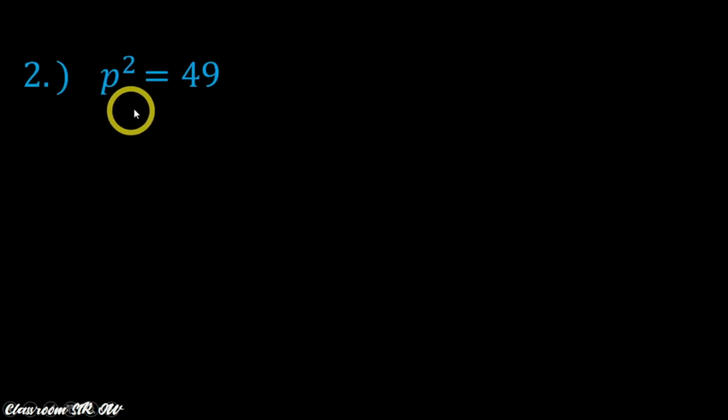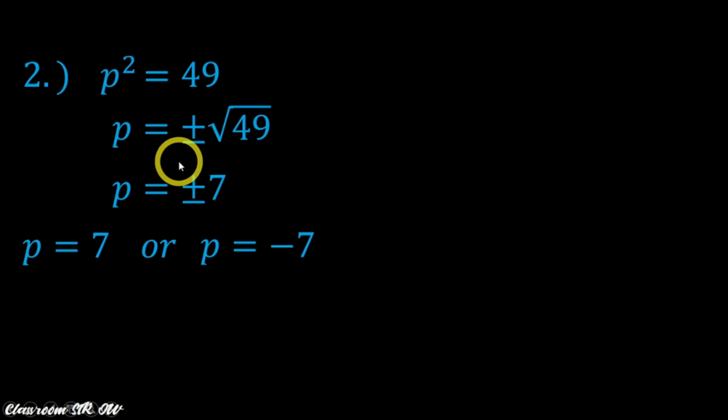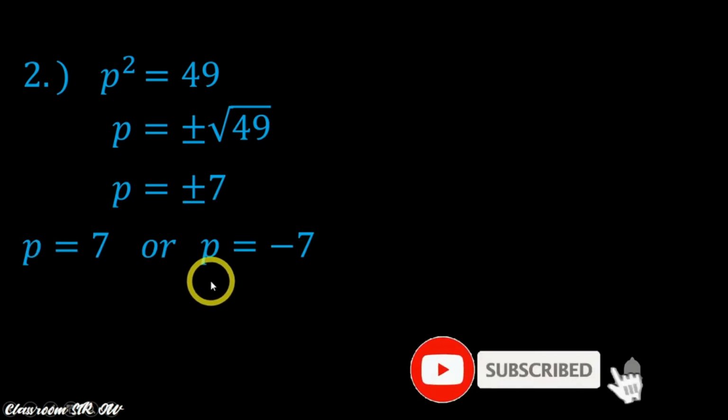Now, let us have another example. Let's say p squared is equal to 49. Since our variable is already isolated on the left side, we can already use the extracting the square root principle. So we have p is equal to positive negative square root of 49, and the square root of 49 is 7. So there are two values of our p, which is p is equal to 7, or p is equal to negative 7.